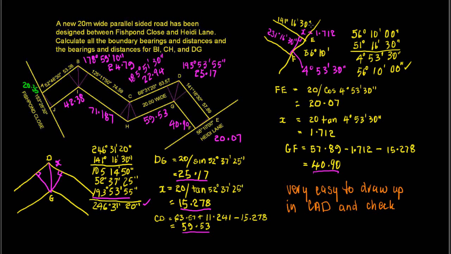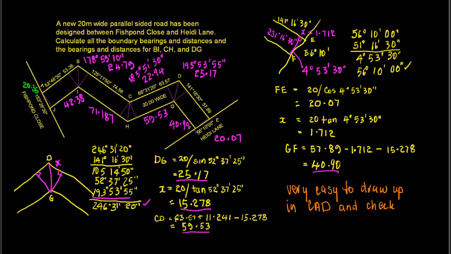And then again we're back to the other end of the road, we just come straight across on our right angle, very steep, very difficult to see, but there is one in there as I've drawn here. And remember that it's just at right angles to the bearing. We take them away, 4 degrees 53.30, just add them on, make sure we get back. Let's do some little checks, and then we get FE is 20 over cos 4 degrees 53.30, a slightly different triangle perhaps than the other ones, but we're using the cosine at that one. That gives us 20.07, which I've written on the diagram, and then we also calculate the little x as 1.712.